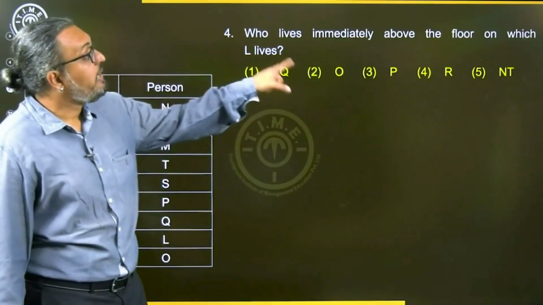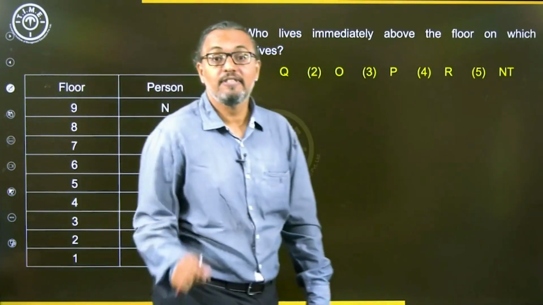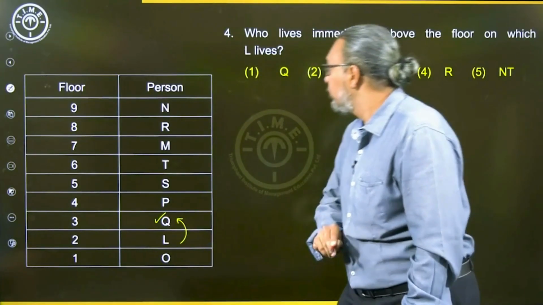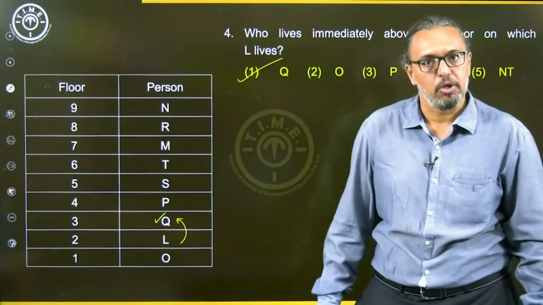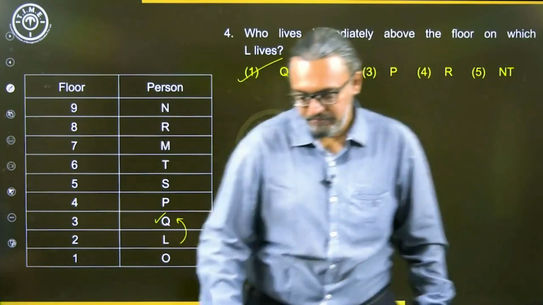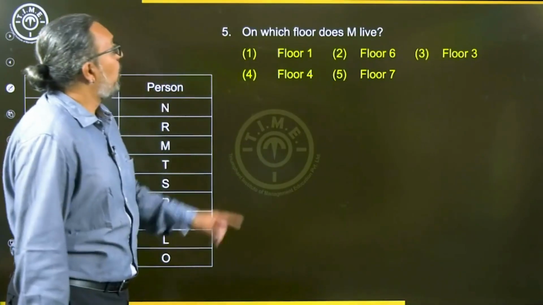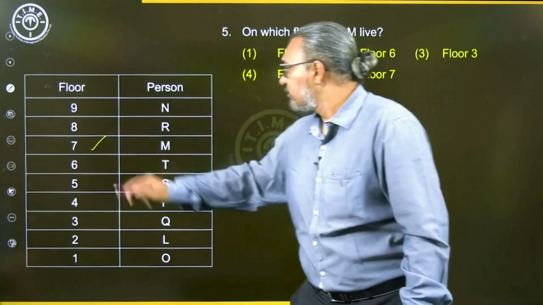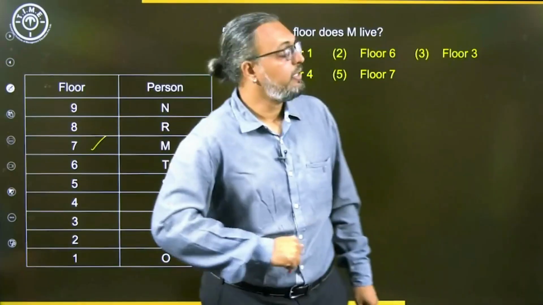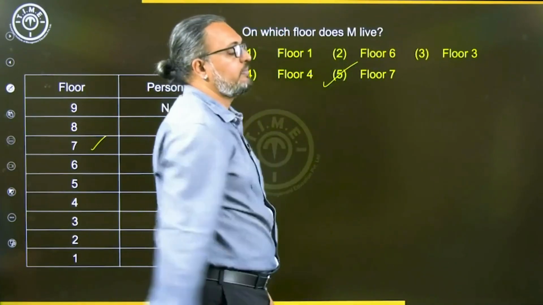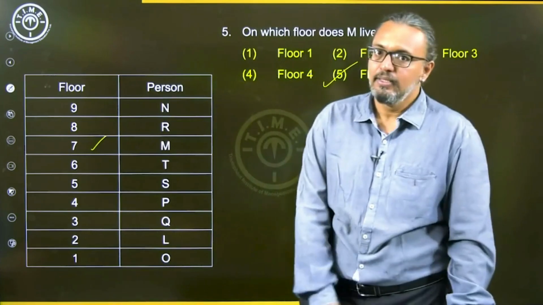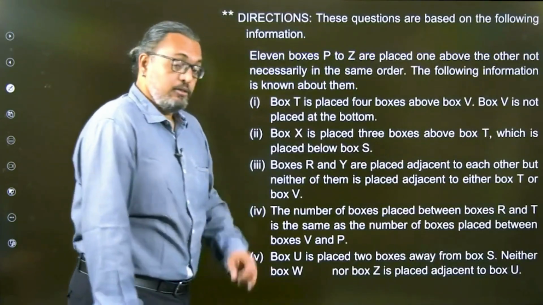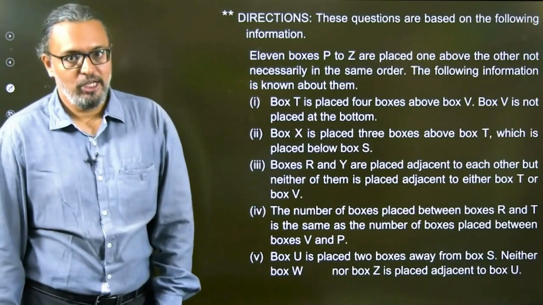Then, who lives immediately above the floor on which L lives? Immediately above L, who is there? Q. And that is there in the 1st option. Right? Then, on which floor does M live? So, M lives on which floor? 7th floor. And that is there in choice 5, our answer. Okay. Right. So, those are the questions you have on floor arrangement.